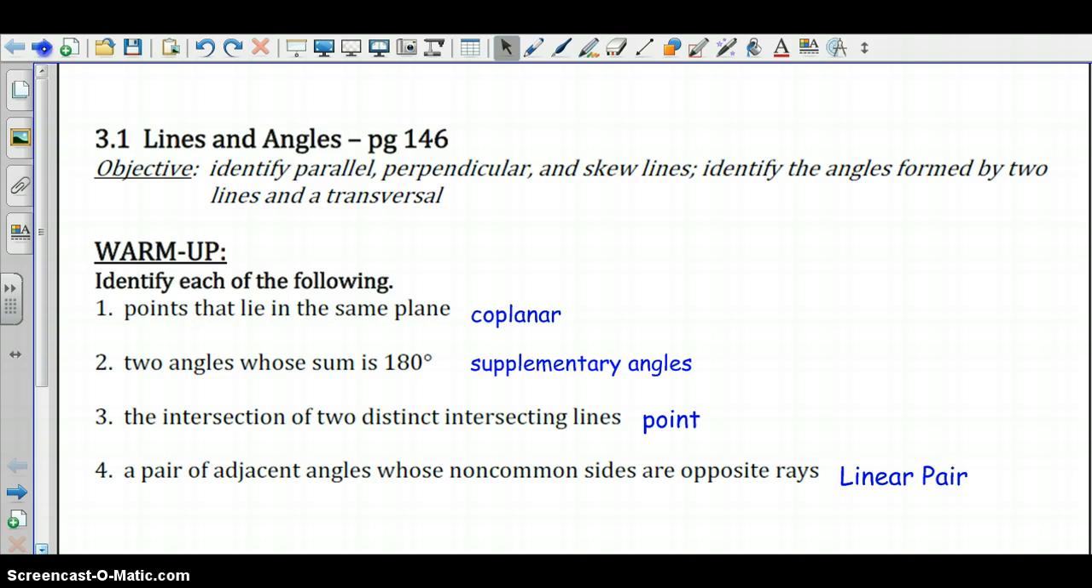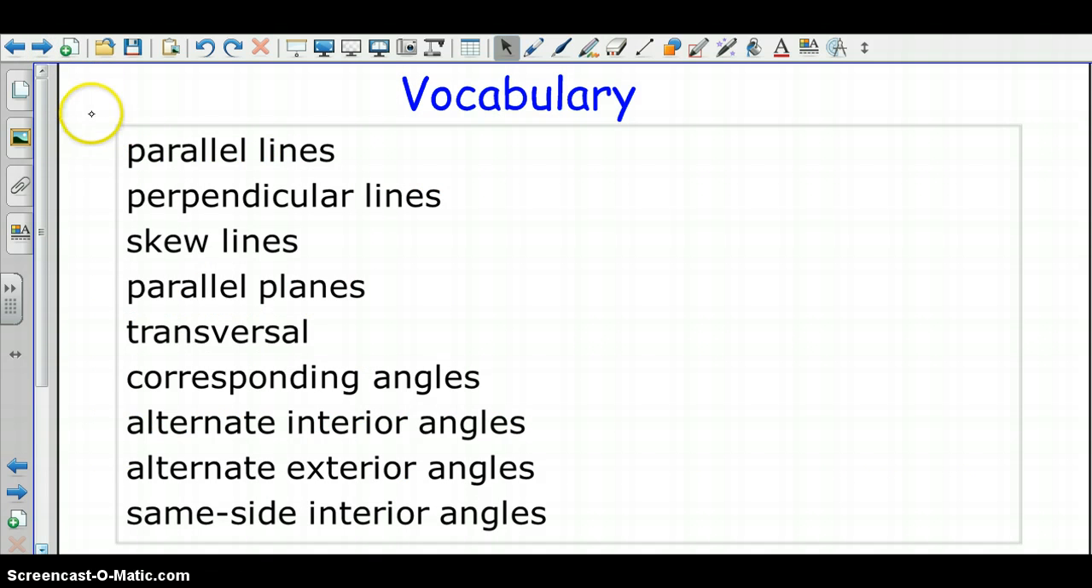Alright, let's go ahead and take a look at the vocab terms that you will need to understand in this lesson. Again, these are things that will appear in your textbook, and there are places for them throughout the note packet in Chapter 3, Lesson 1. Hopefully you've had a chance to already write those in. We'll talk about parallel lines, perpendicular lines, skew lines, parallel planes, a transversal, corresponding angles, alternate interior angles, alternate exterior angles, and same side interior angles. We will talk about all these terms throughout the remainder of this video.